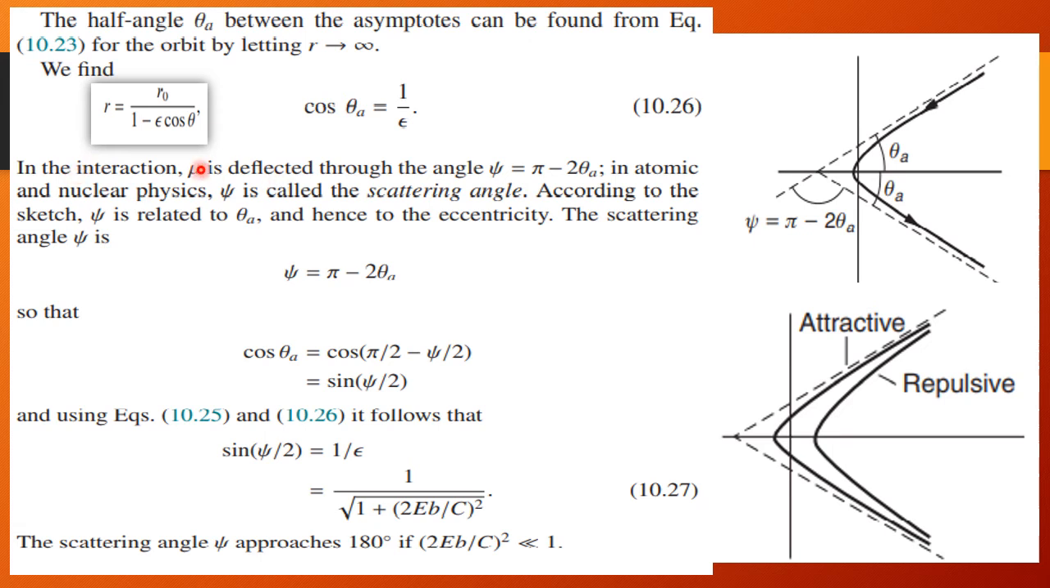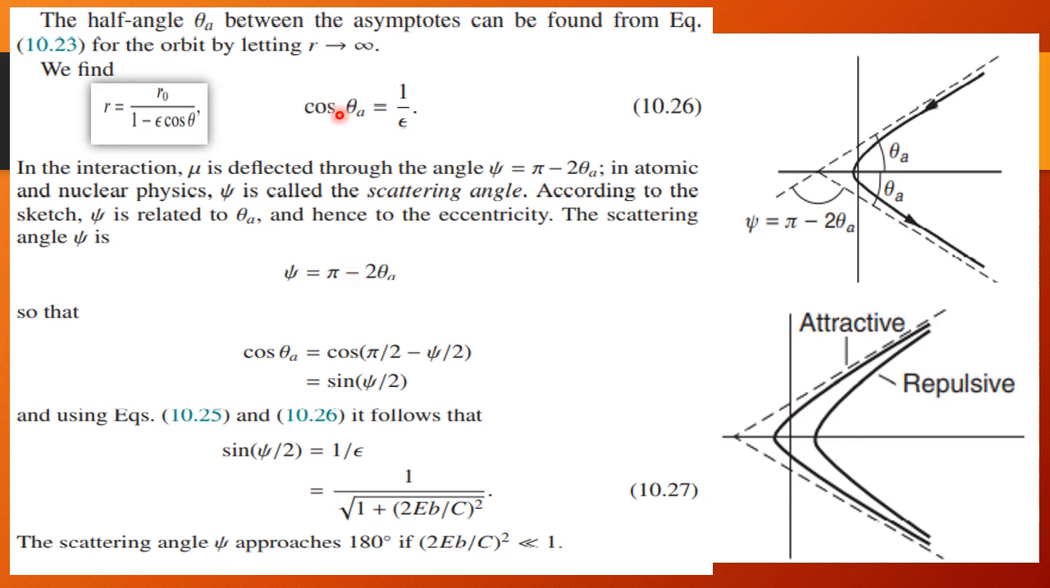So in the interaction, when mu is deflected through an angle psi, psi is equal to pi minus 2 theta a. This angle psi is called the scattering angle. In nuclear and atomic physics, we call the angle through which the incoming particle gets scattered, which is this angle pi minus 2 theta a, which is psi, the scattering angle. So according to the sketch, psi is related to theta a as psi is equal to pi minus 2 theta a. Since theta a is related to eccentricity, psi is also related to eccentricity.